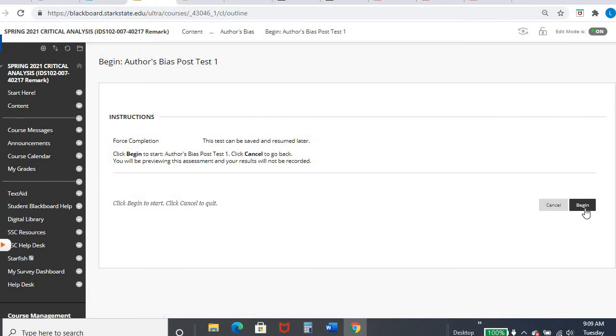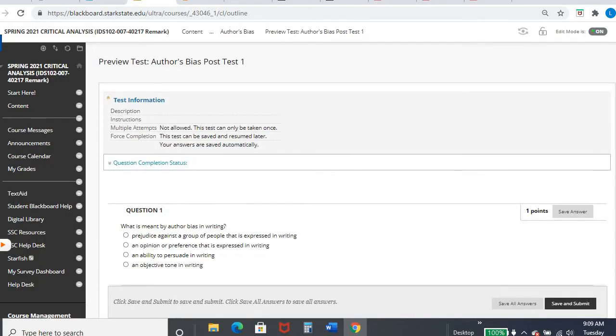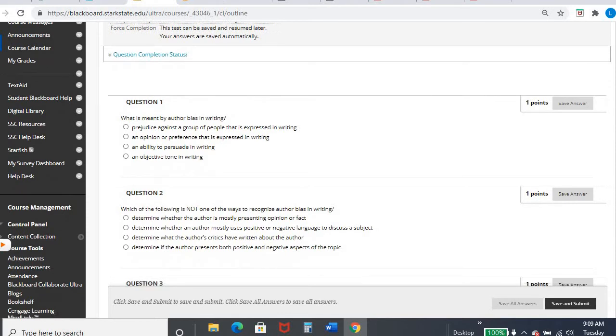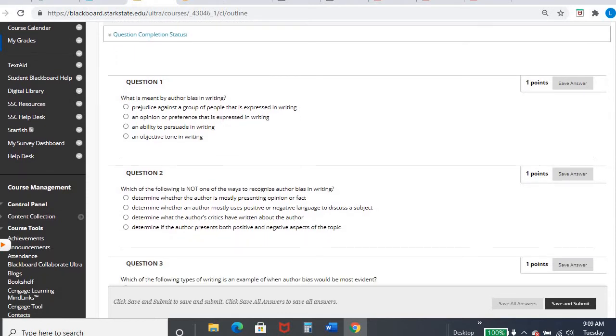So we're going to do post-test 1. All right. What is meant by author bias in writing? If you look at your options, author bias literally just is the author's opinion. So what they prefer and how they express it in writing. If an author has bias, it means their opinion is evident, whether it's positive or negative. If they have no bias, it means they either weigh both the good and the bad equally, or they're neutral. You can't tell their preference.